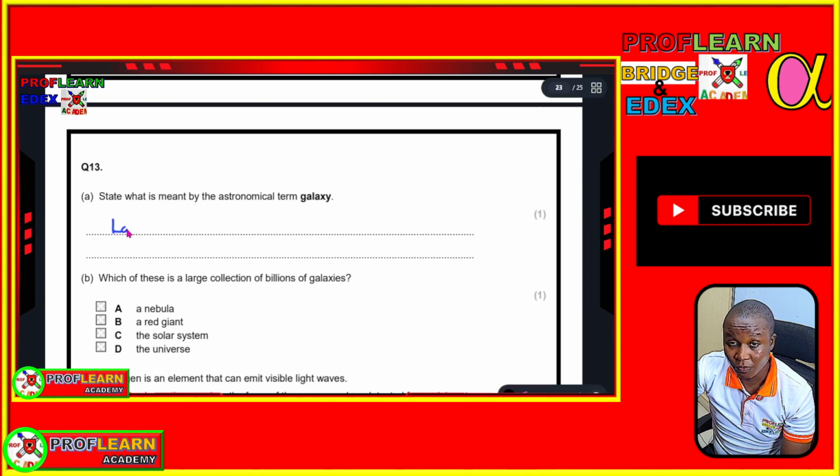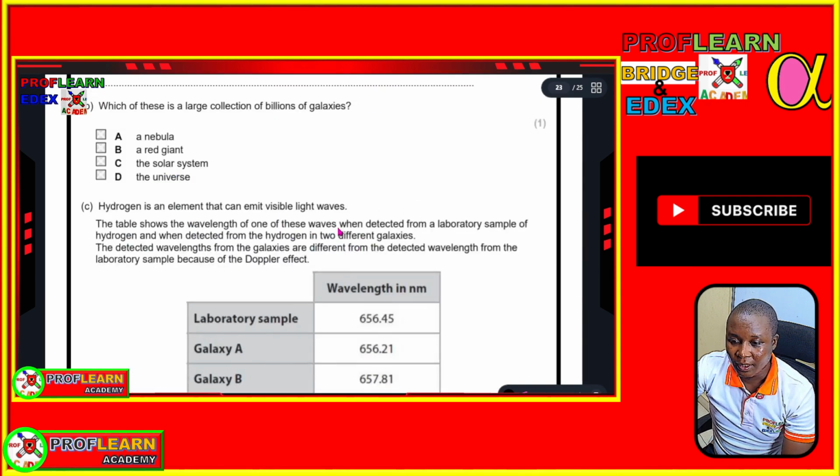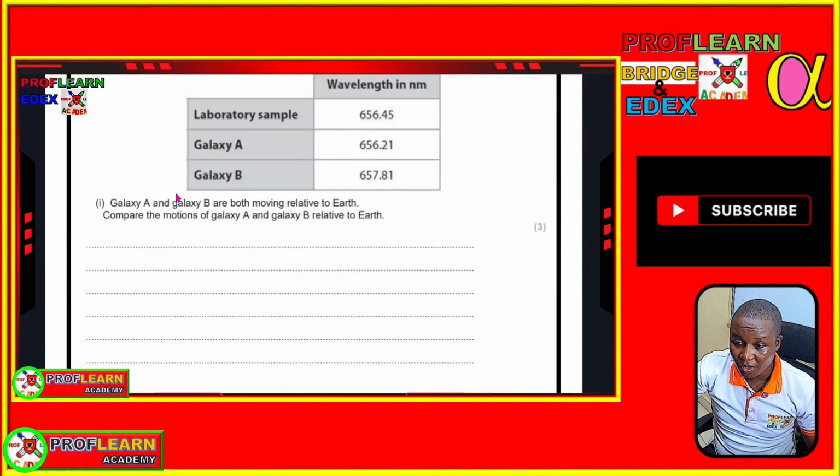State what is meant by the astronomical term galaxy. A galaxy is a collection of billions of stars, and the universe is a large collection of billions of galaxies. But the solar system is a star with planets and satellites. So this one I think we've already done, in order to work out the speed of a galaxy.